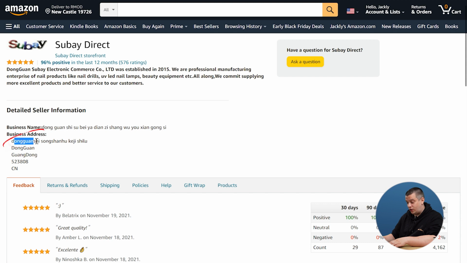And there you see it. Dongguangxi. This is in Guangdong, basically right next door to Shenzhen. It might even be a Shenzhen company. They just have the registration in Guangdong. It's very, very common here. So this is a Chinese company.